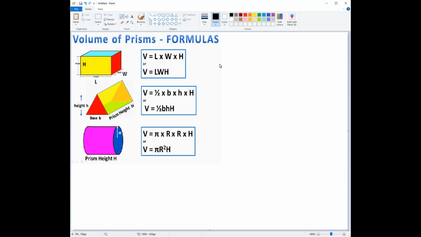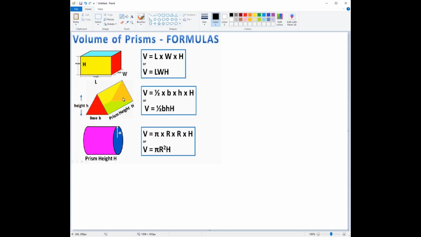Hello, hello. Today we're going to calculate some volumes, specifically of prisms. And I'm kind of cheating on this one because I found this very nice picture on Google and it has all the formulas, so we don't really need to do much of anything. We just have to use the formulas here and then do the math.